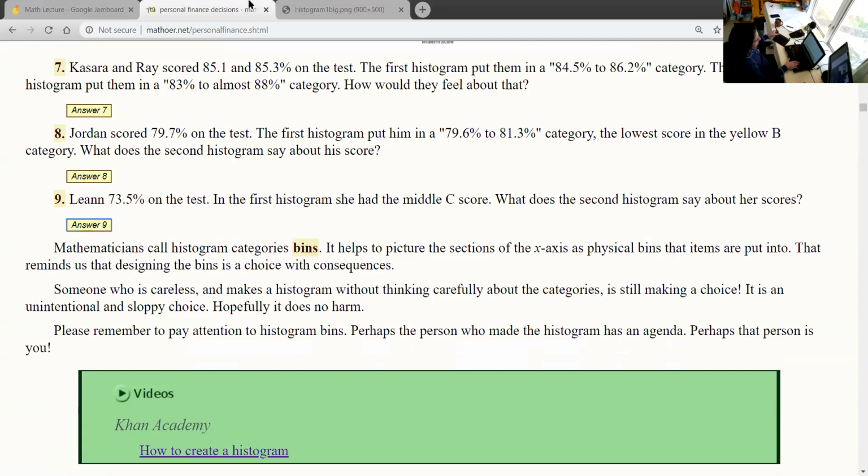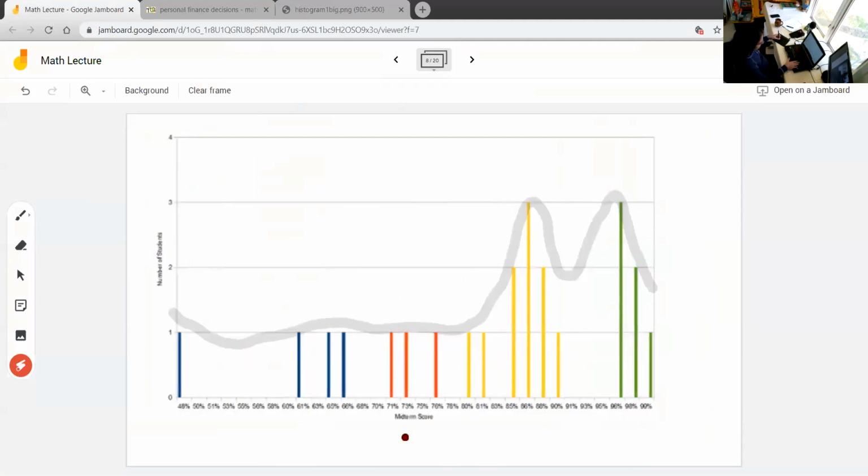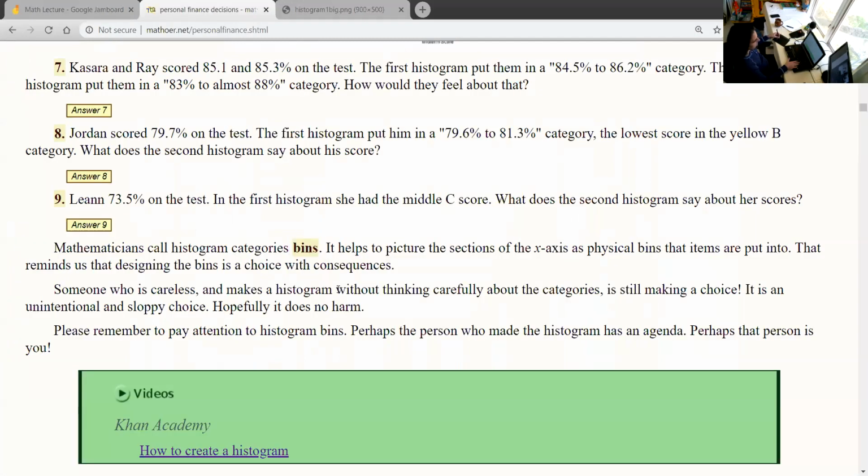So the official name for these category things at the bottom are bins. So this bin is 58 to 63. This bin is 63 to 68. On the other one, this bin was 71 and 72. This was 73 and 74, and so on. So when you pick your bins, it changes the histogram, sometimes dramatically.